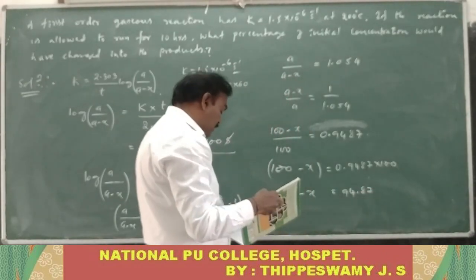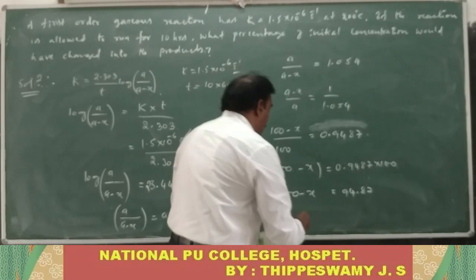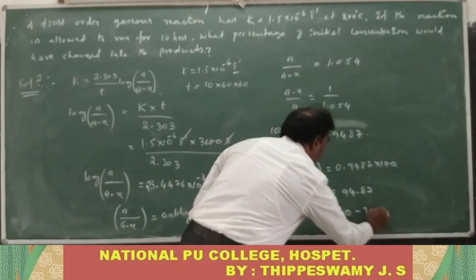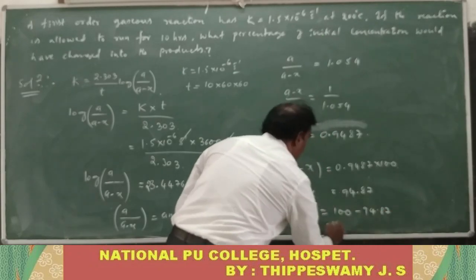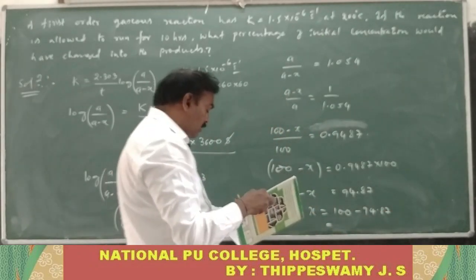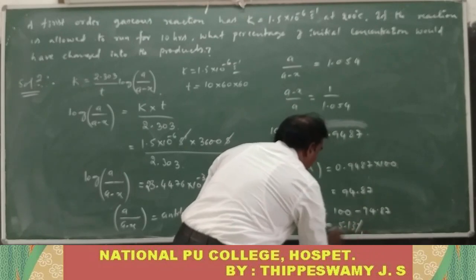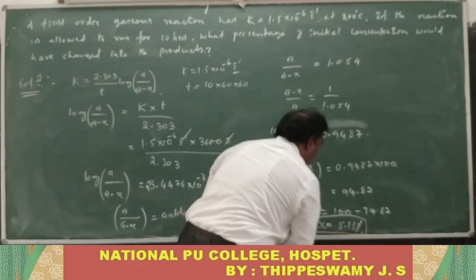94.87 you are getting, or X is equal to 100 minus 94.87, or finally what are we getting? 5.13. 5.13%. This is the value of X.